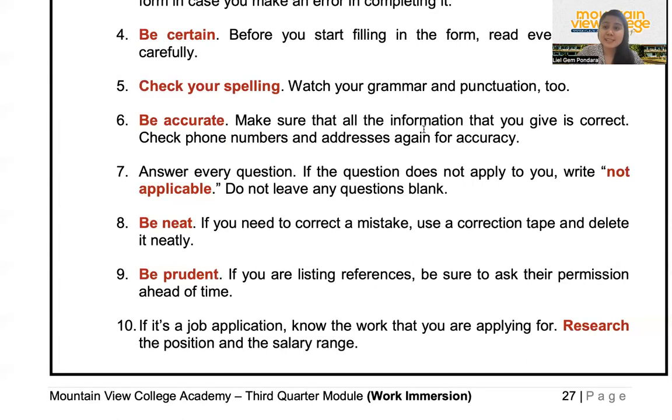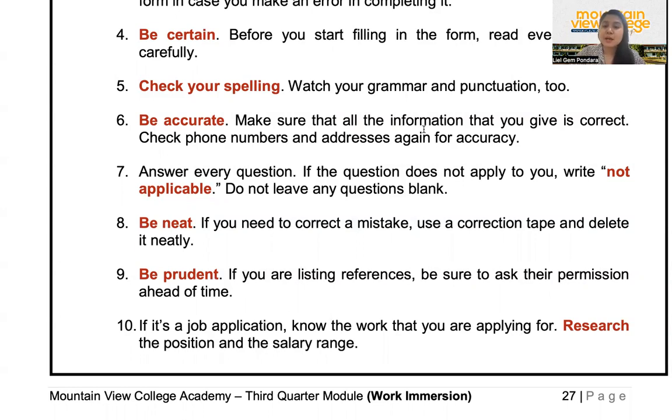Next, number 8 is be neat. If you need to correct a mistake, use a correction tape and delete it neatly. As much as possible, we avoid any corrections to be written in the application form. In some official forms, once you need to make a correction, you need to attach your signature with it. So for example, I made a correction with my birthday. So after I delete it, I need to sign on top of it to signify that I made a correction on the data.